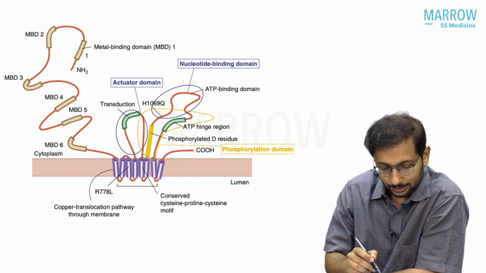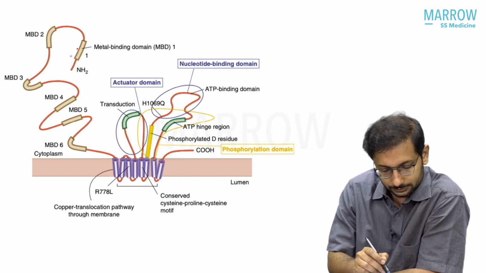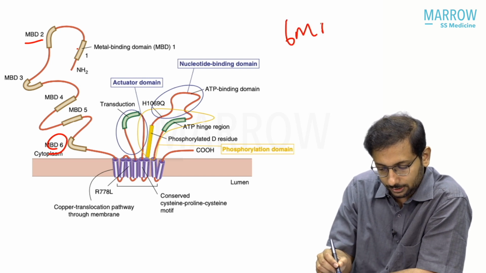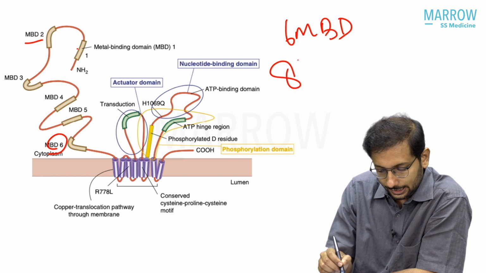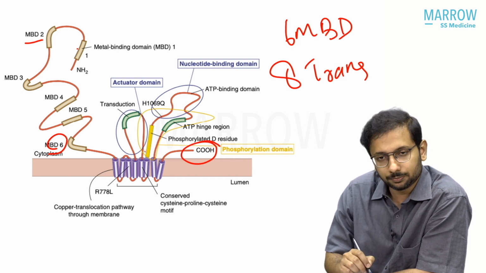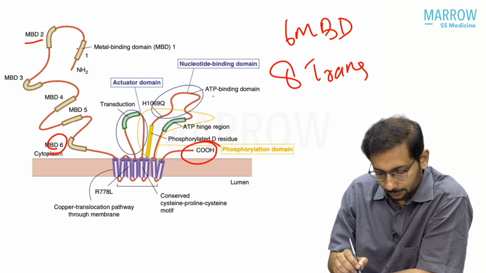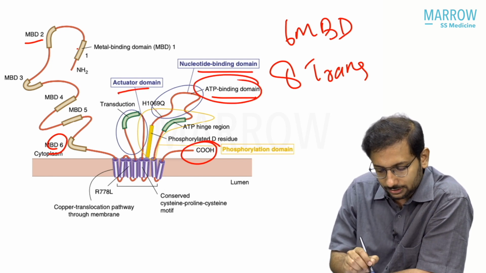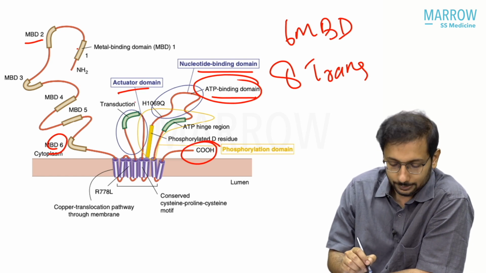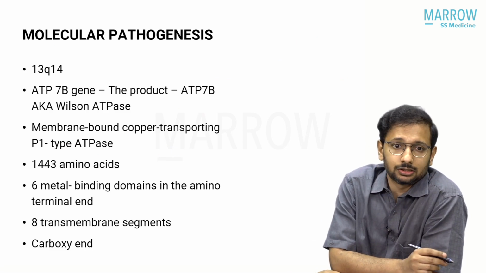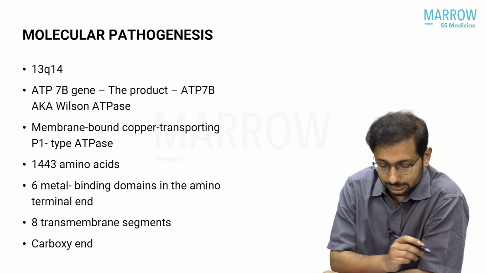This is the enzyme which has got 6 metal binding domains, 8 transmembrane segments and a carboxyl end. In the transmembrane protein, you have your ATP binding domain, nucleotide binding domain and actuator domain. It is the ATP binding domain which has the most common mutation, and the second most common is in the transmembrane. So, this ATP7B is on chromosome 13 and the product is Wilson's ATPase.